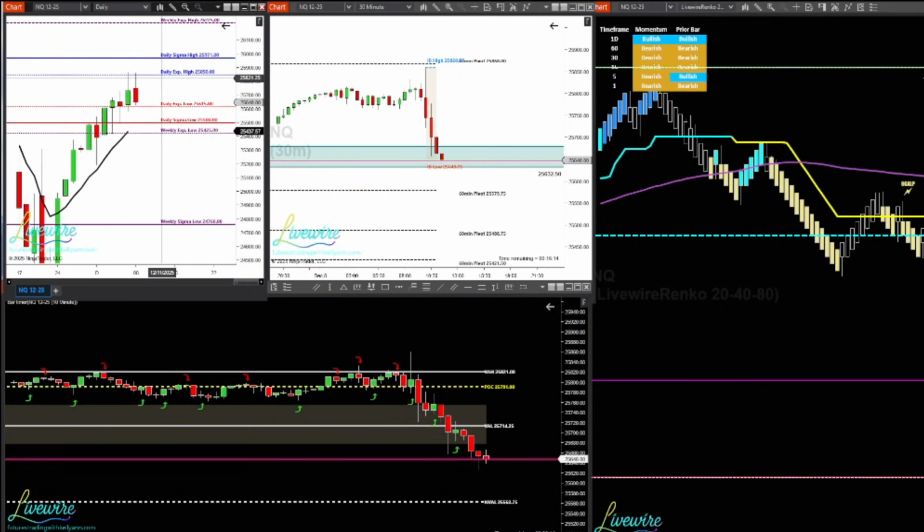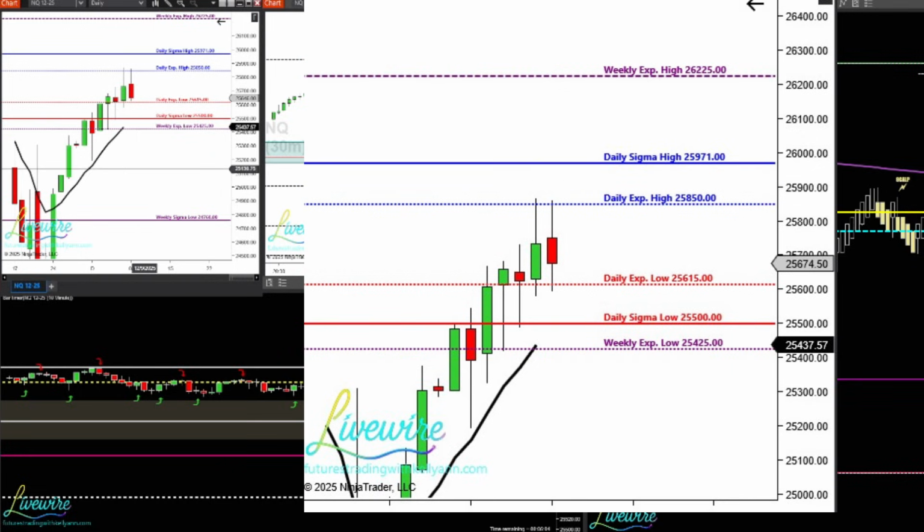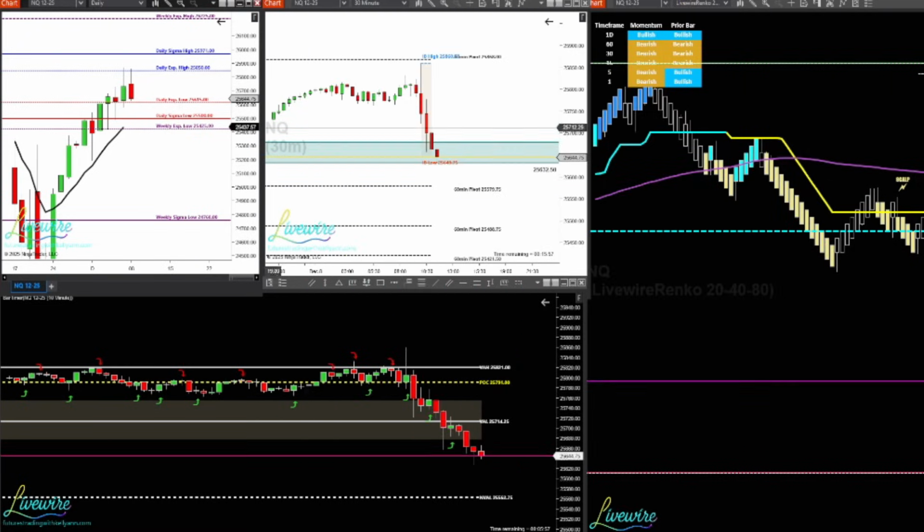You can always see where we're going for the day by the daily expected high and low. We are clearly going to hit the daily expected low today. These levels in the Livewire tools will tell you what the overall direction is going to be for the day. Generally, whatever level we're closer to, we are going to tag that level.